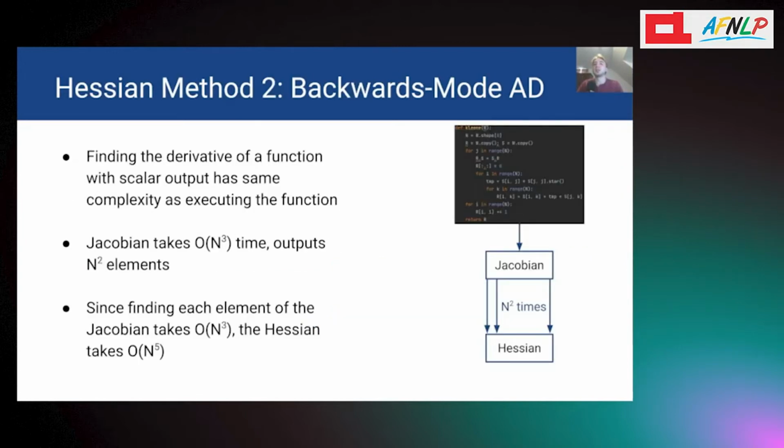The second method is to use backwards mode, also known as reverse mode automatic differentiation. Reverse mode AD allows us to compute the derivative of a function that outputs a scalar in the same time as it takes to execute the function itself. Therefore, we can get the first order Jacobian in cubic time as we can find Z in cubic time. In order to get the Hessian, we need to differentiate each element of the Jacobian. As there are n squared elements in the Jacobian, finding the Hessian takes n to the 5th time. This is already much better than using forward mode AD, but we can still do better.